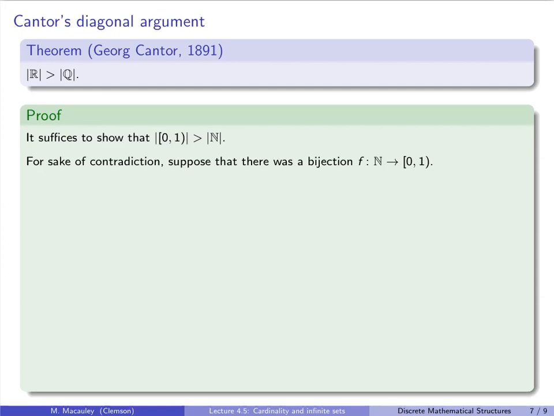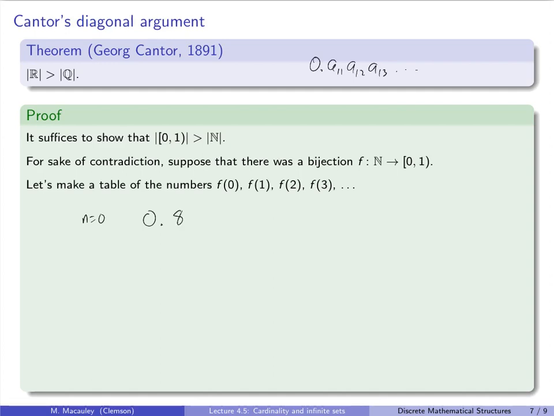Suppose that there was a bijection from the natural numbers to the interval 0, 1. Let's make a table or a complete list of these numbers. I'll do it vertically. I could do this notationally, like 0.a11, a12, a13 or something like that. I'm not going to do that. I'm just going to write it out as an example, and I think it should be clear how it generalizes. So let's suppose, well, I should really start at n equals 0, that the first one is 0.8321779439, etc.